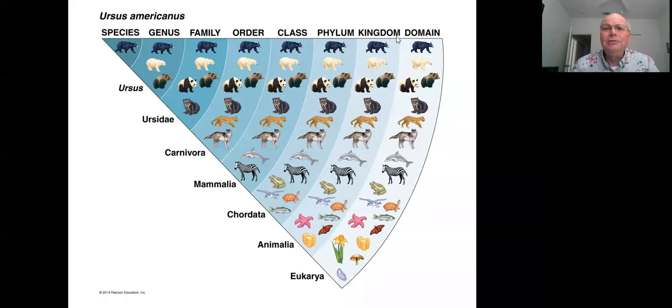So the domain includes all the kingdoms. The kingdom includes all the phyla. The phyla includes all the classes. The class includes all the orders. The order includes all the families. The family includes all the genera. The genus includes all the species. It's a nested tree. So you may have seen this sort of a diagram.